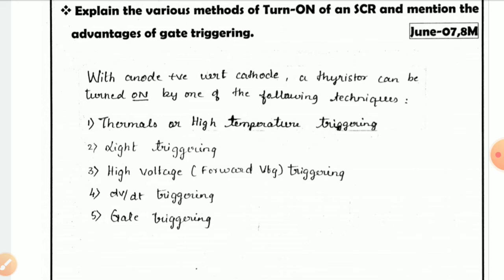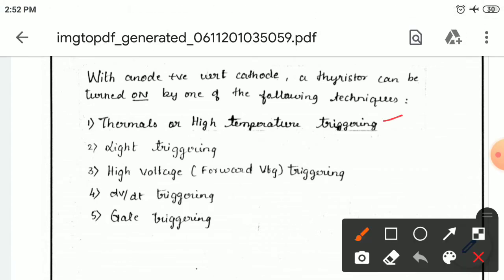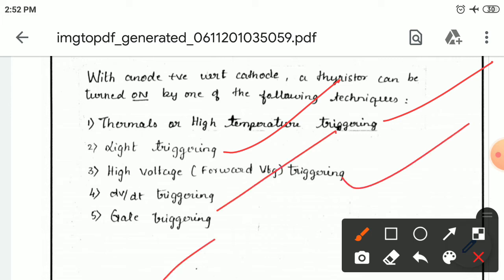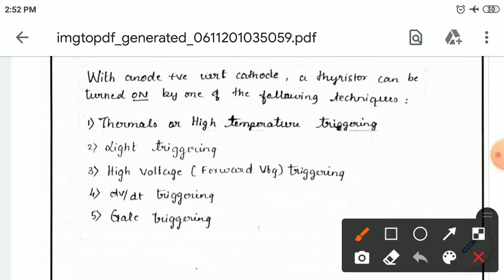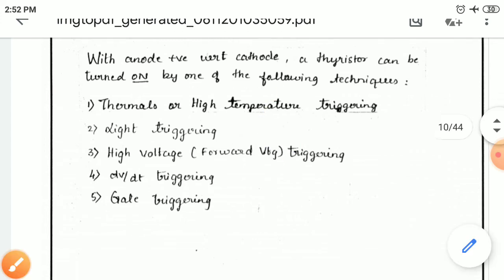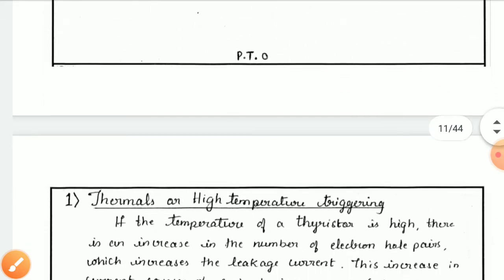The first is thermal turn on or high temperature triggering, then light triggering, then high voltage triggering, then dV by dt triggering, then gate triggering. These are the five methods used for turning on. These are the very important five methods most commonly used to turn on the SCR in the power electronics sector. Okay, let me start one by one.